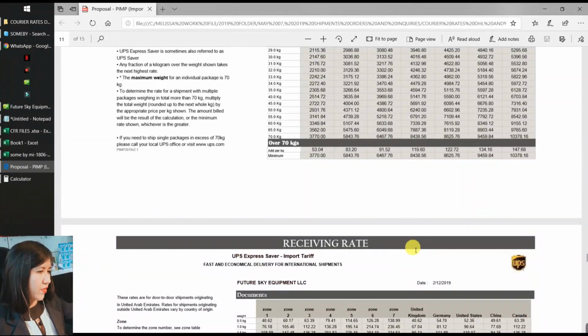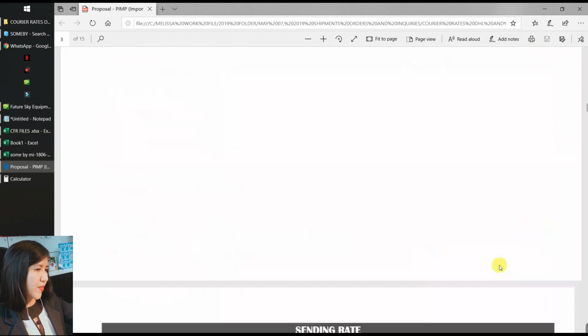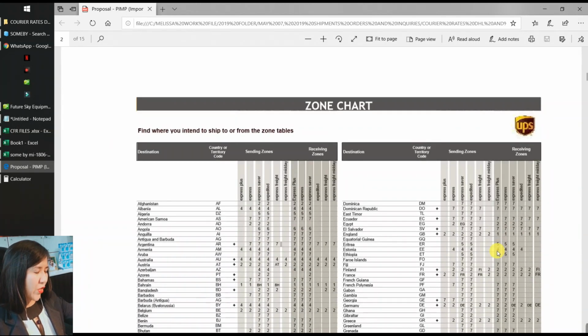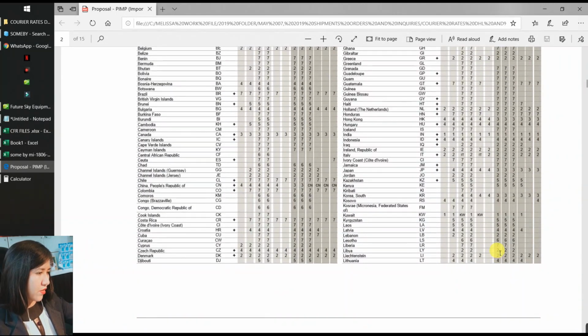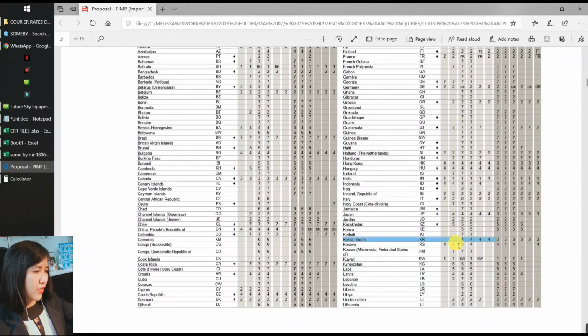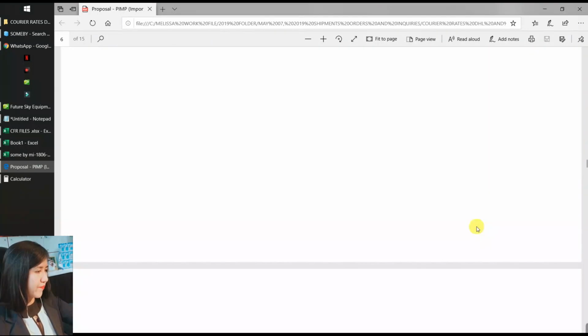This is the file for the UPS. This is the tariff rate, because we have an account with UPS. I'll show you how you project the freight charge. First, you have to check the country. It's going to be coming from Korea, so Korea will be the sending country. The zoning will be 4, because it depends on the zone. So it's saying that it's zone 4.